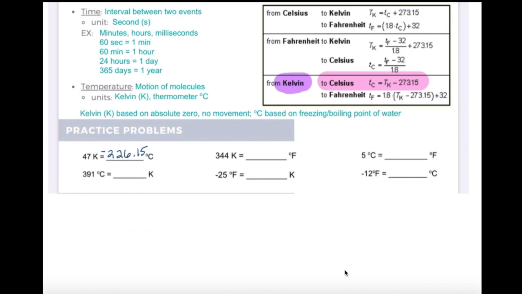For the next problem, we have 391 degrees Celsius equals how many Kelvin? Okay, so we are starting with Celsius and we're going to Kelvin. So that's the equation we're going to be using. The temperature in Kelvin equals the temperature in Celsius, which is 391, plus 273.15. So when we put that in the calculator, the answer you should get is 664.15.